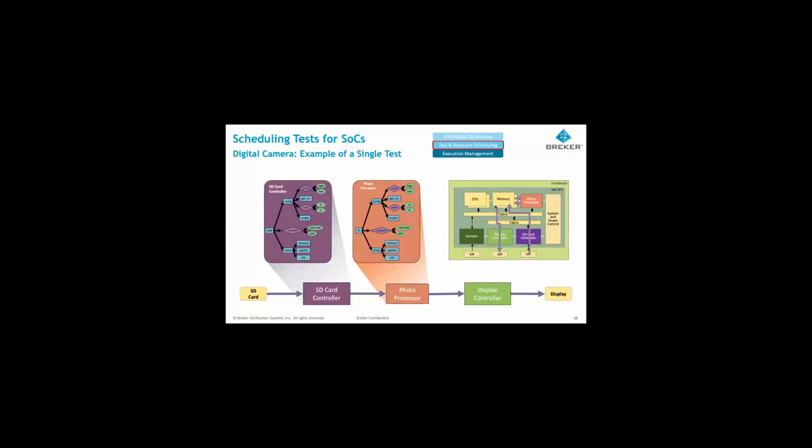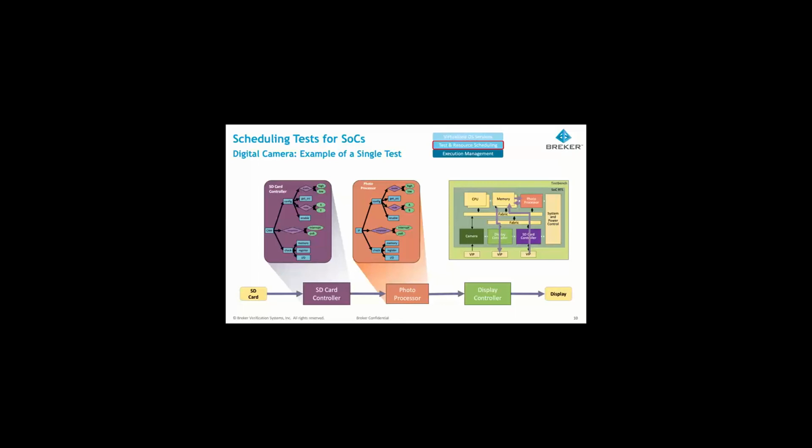Test and resource scheduling is also another critical example of this. So if we look at a little SoC here, in this case, a little image processing system, at a high level, you may want to run one specific test where you might take some data from an SD card, run it through a photo processor, and put it out on a display controller of some sort. And then underneath these different modules, you would, of course, have a whole series of different tests, initialization functions, and so on to sort of get this thing up and running. So, this is a pretty common kind of thing you might want to do on an SoC.